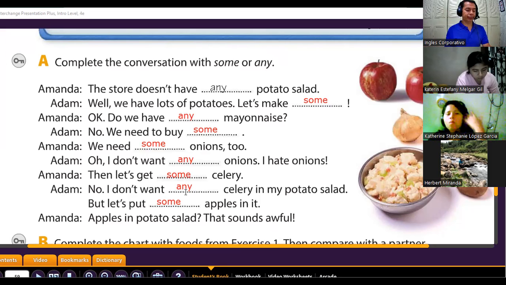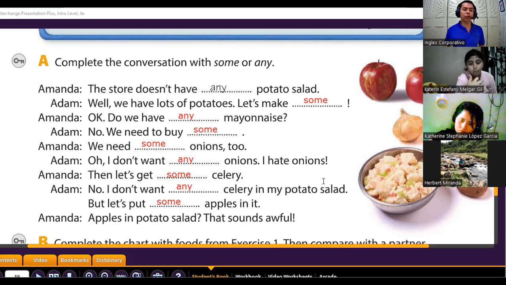No. I don't want any celery in my potato salad. But let's put some apples in it. Apples in potato salad? That sounds awful. Eso suena horrible, right? Good. Now let's practice the conversation, please.